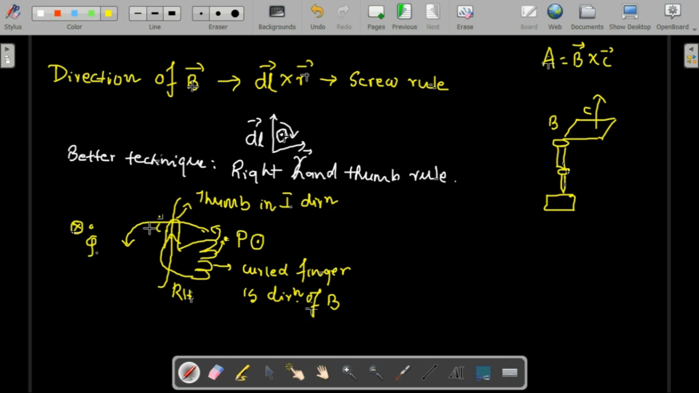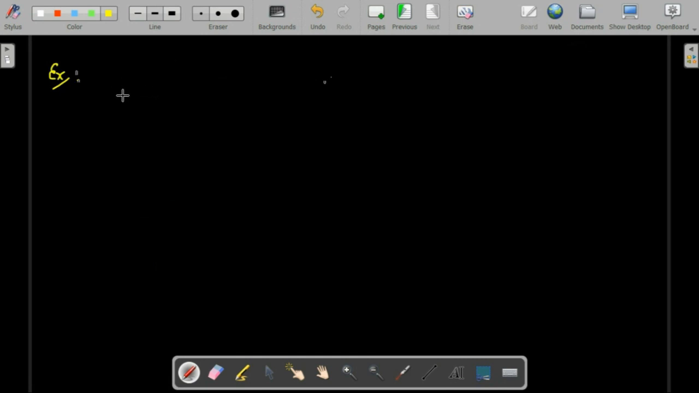If you understand this rule, we can find the direction of the magnetic field at any particular point. For practice, we can consider different kinds of systems and find the direction of the field. For understanding purposes, let me give you one or two exercises here. So if we say this, maybe I have a current.